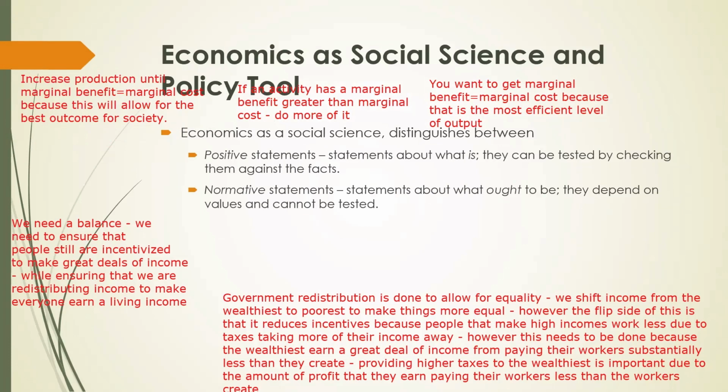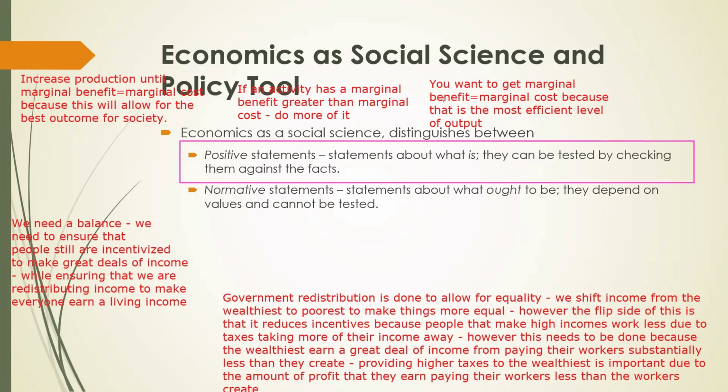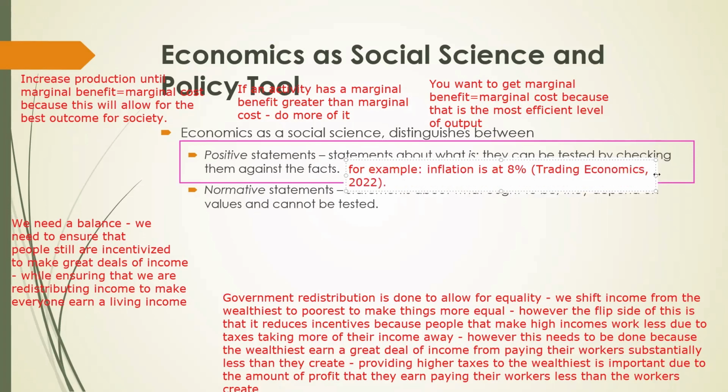So economics is a social science that distinguishes between positive statements about what is. It's all fact-based, so usually it's backed up by statistics. Usually you need statistics. So for example, inflation is at 8%, let's say. That would be a positive statement because you could back it up. And usually you would use an embedded citation. So maybe Trading Economics is your source. So that would be a positive statement right here.